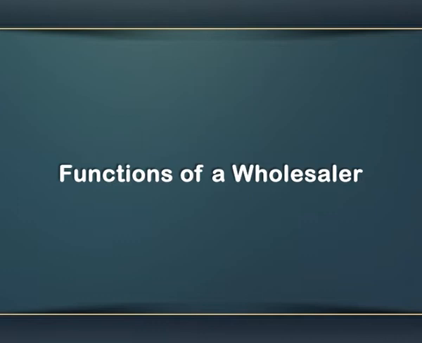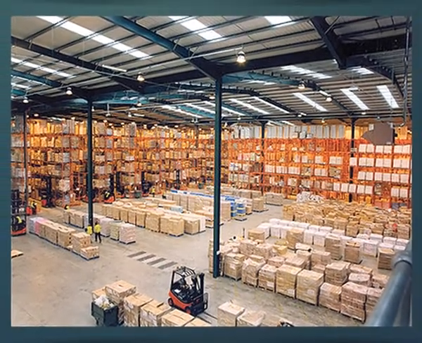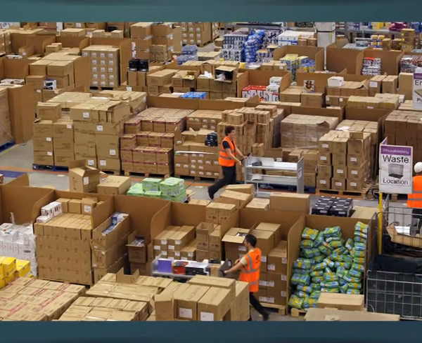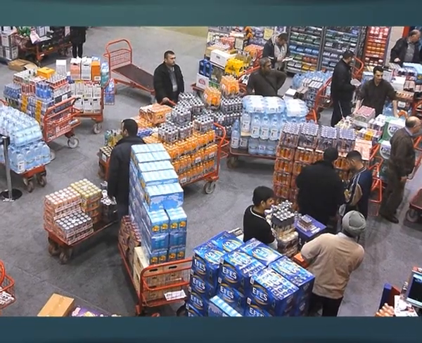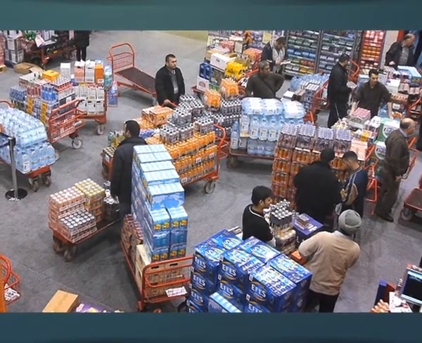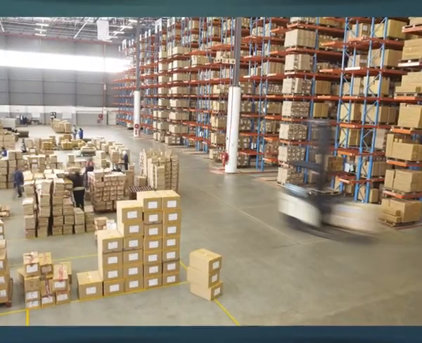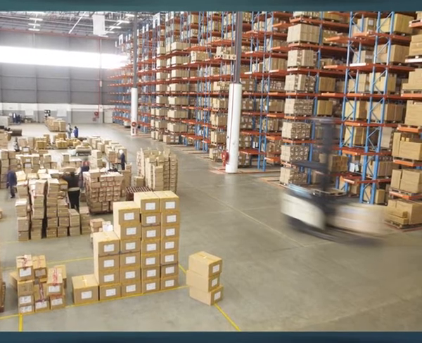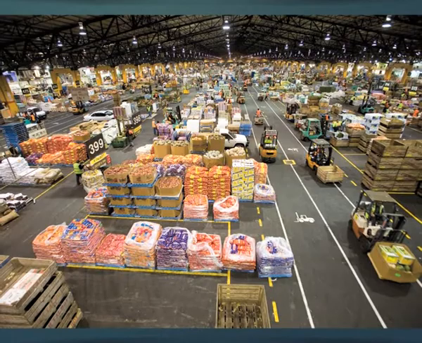Functions of a wholesaler. Assembling. The wholesaler buys the product from different manufacturers and assembles them in his warehouse for the purpose of selling. Storage. The products assembled and kept in stock by the wholesaler are distributed in desired quantity as and when desired by the retailer. Wholesaler ensures proper storage in order to save goods from deterioration and also to make these goods available whenever required.